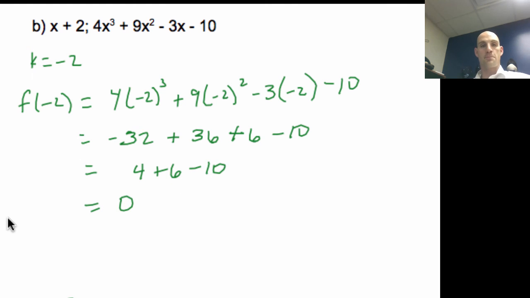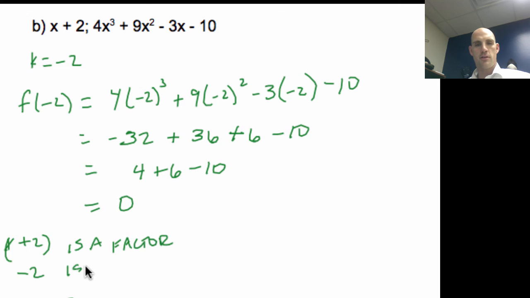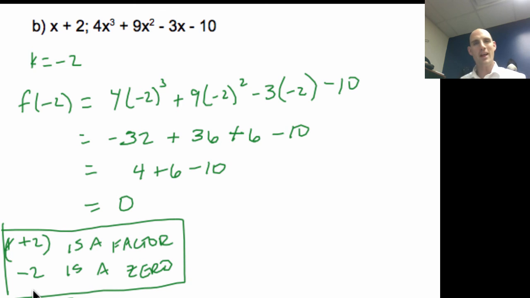All right, so what that means is x plus 2 is a factor, and negative 2 is a 0 of my original function. See how cool that is? Now we could go to our calculator, we could check it, we could see, hey, is negative 2 actually a 0? Our math would say yes, so I could check my answer.